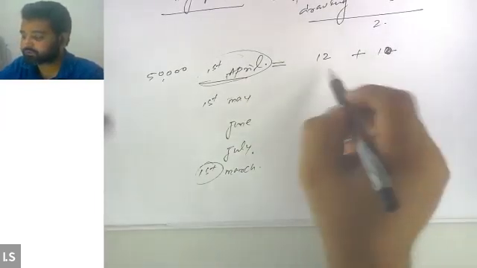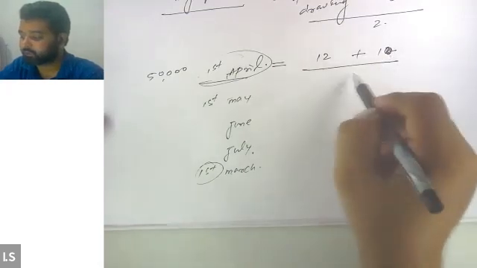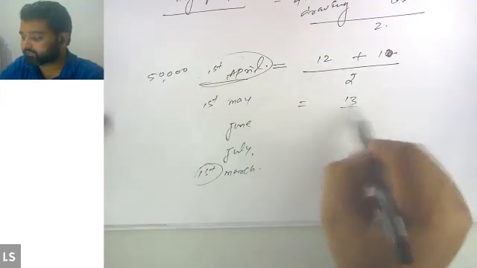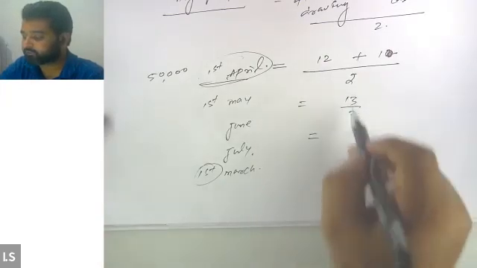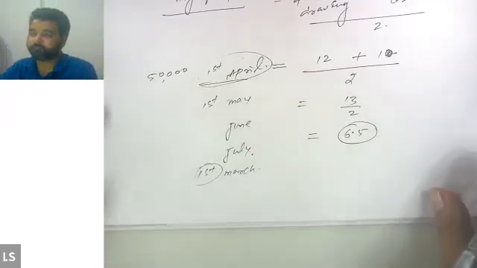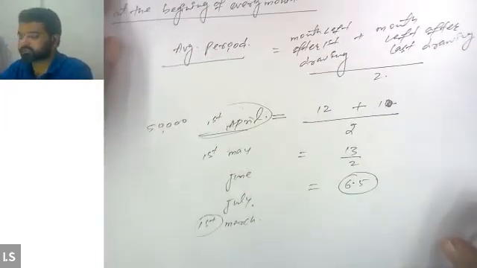1 month is still left. So 12 plus 1 divided by 2. So it will be 13 divided by 2. So average period will be 13 divided by 2. It will be 6.5. This is the average period. Tell me guys, is this clear?